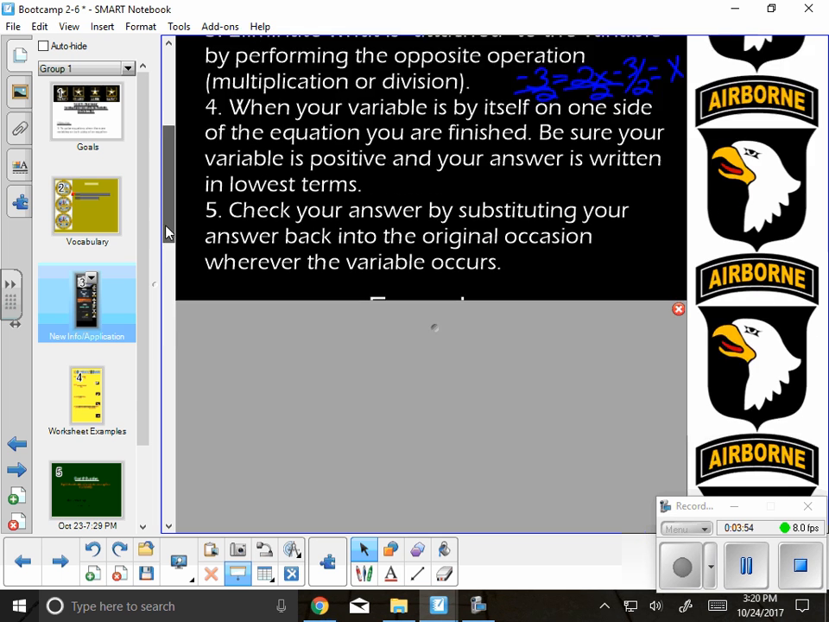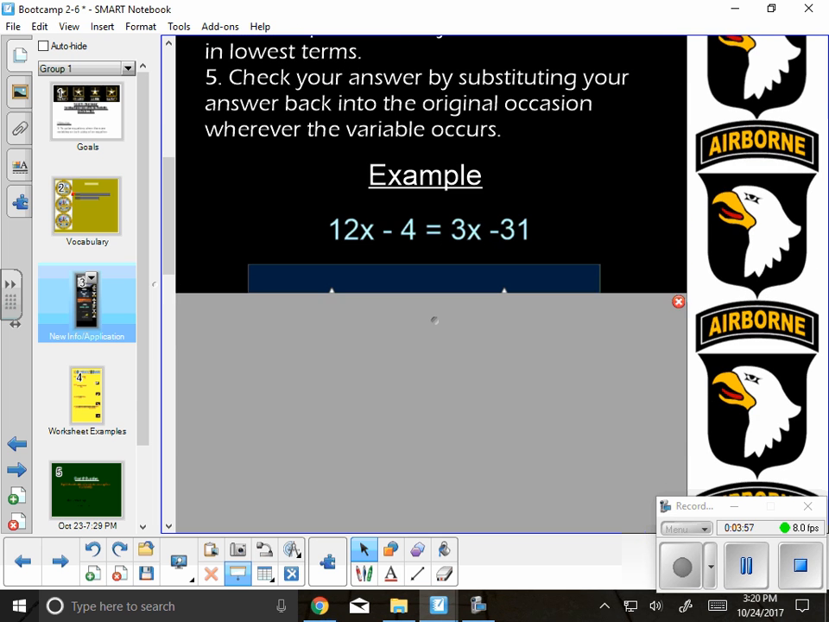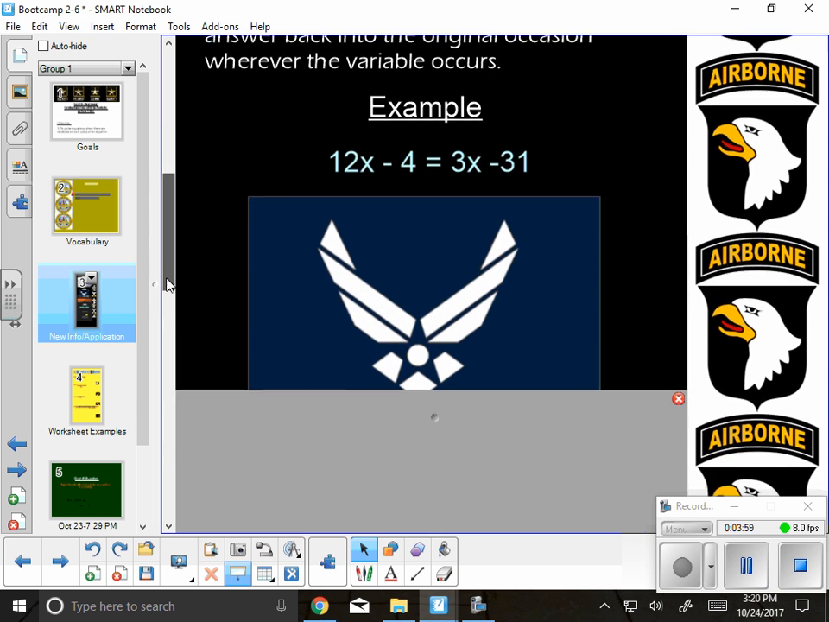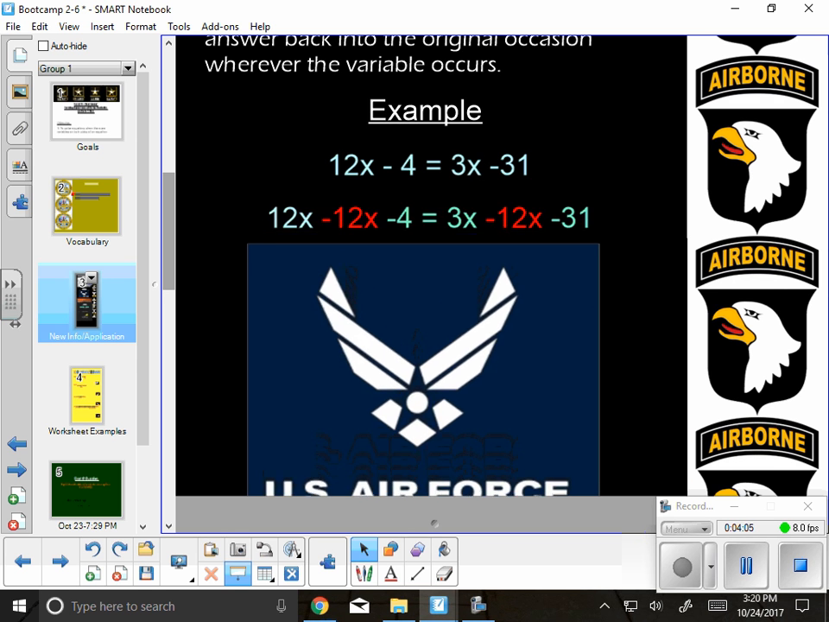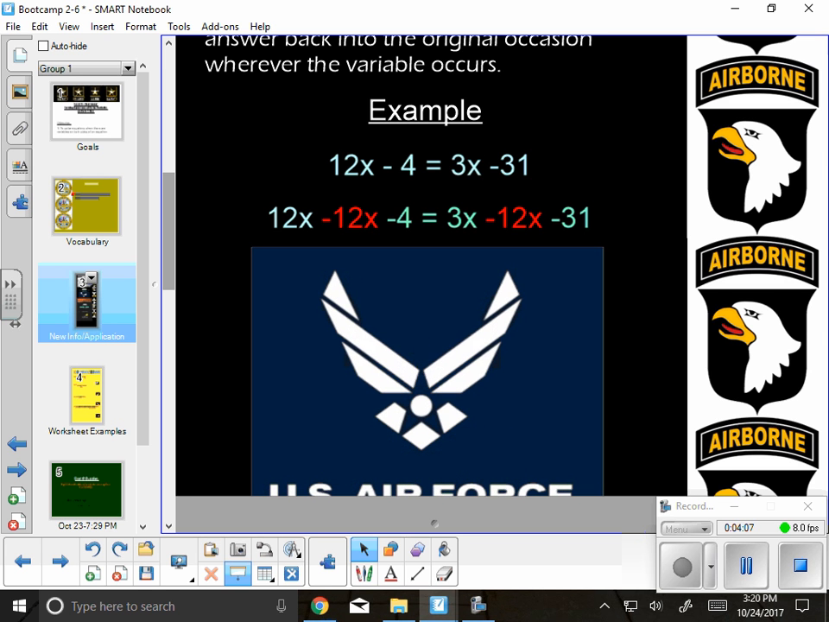Okay? So here is our first example. We have 12x - 4 = 3x - 31. The first thing that we're going to want to do is subtract 12x from both sides.